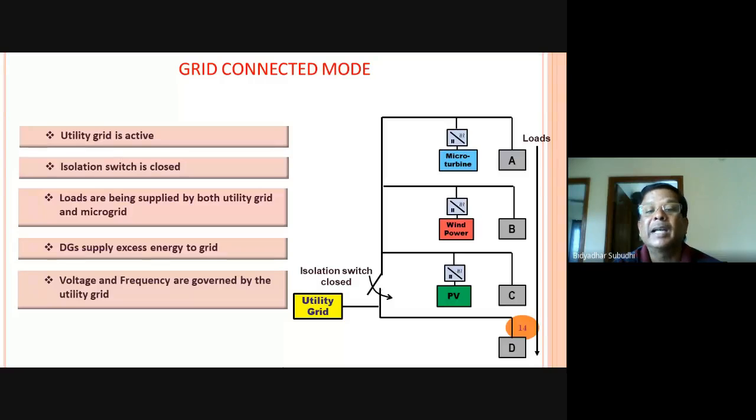So this is the diagram that depicts the grid connected mode. You see here, we have the different DC sources like micro turbine, wind power, and PV. So there are loads like A, B, C. They are connected here, and as soon as you connect this isolation switch, all of these loads A, B, C, or even D, are directly connected to the utility grid. They get power from the utility grid.